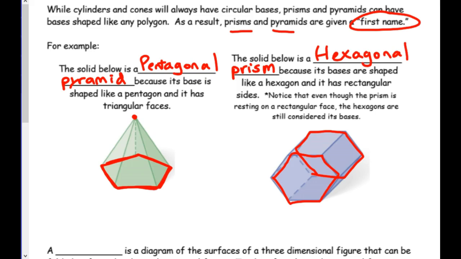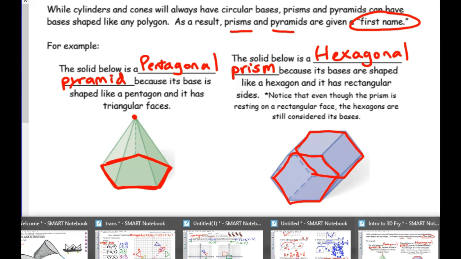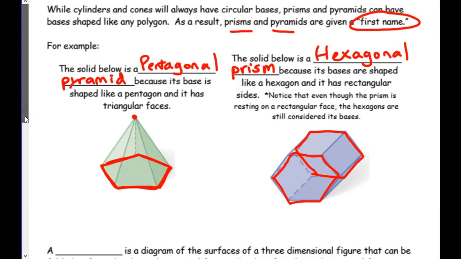All right. And then, let's look at the bottom two. And here's our new word for the day, right? Y'all remember, let me finish reading this. It's a hexagonal prism because its bases are shaped like a hexagon and it has rectangular sides.